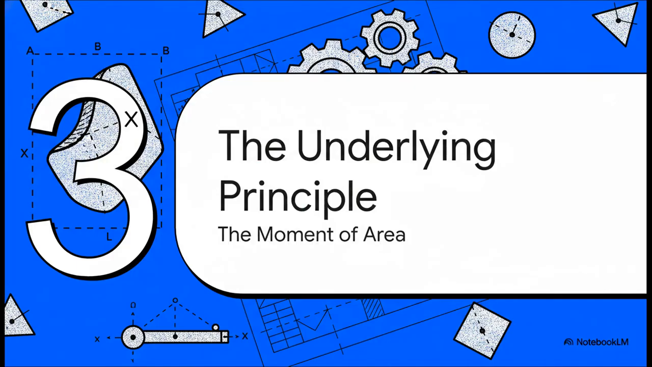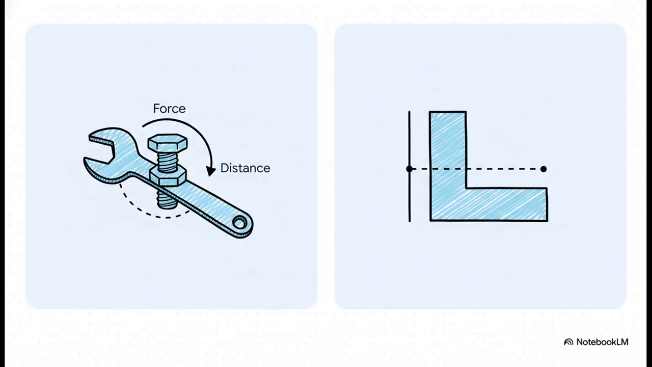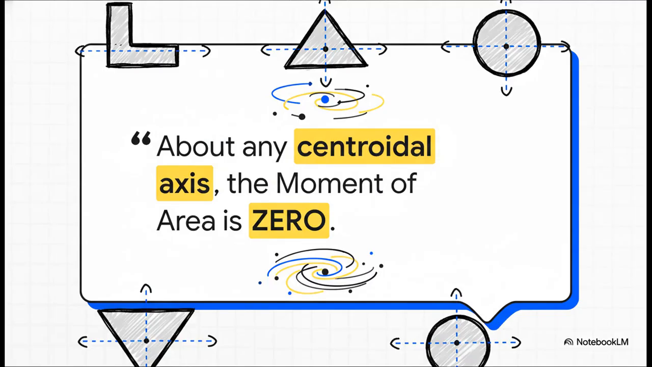See, to pinpoint that exact location, intuition alone isn't going to cut it. We need to understand a really core engineering principle that governs how all of this stuff is calculated. And a great way to wrap your head around this is with an analogy. You've probably heard of a moment of force, right? That's just a force multiplied by a distance, and it's what causes something to rotate. Well, the moment of area is a very similar concept, but it's a purely geometric property. It's simply an area multiplied by a distance. And this leads us to the fundamental golden rule of centroids. About any centroidal axis, the moment of area is 0.